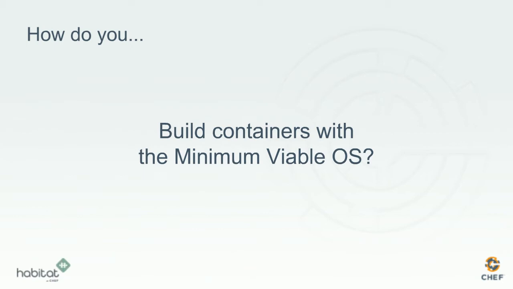And then the other thing that you see is, how do you create containers with this idea of a minimum viable operating system? You want to try and avoid having containers that are very large. You want to have the bare minimum of what you need to actually run the application inside of it. And Habitat provides some interesting solutions to give you the ability to build that minimum viable operating system and then layer in your application on top of it.